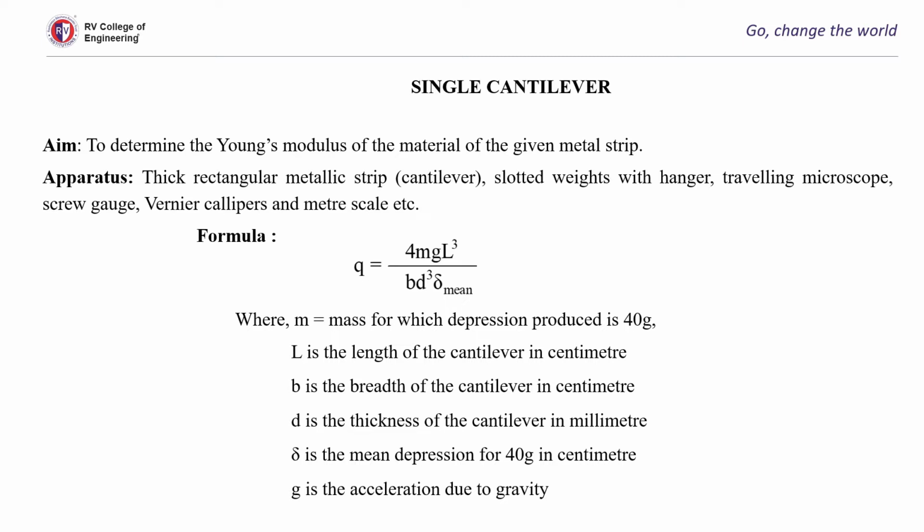The apparatus required is a thick rectangular metallic strip that is playing the role of a cantilever, slotted weights with hanger, traveling microscope, screw gauge, vernier calipers and meter scale. The formula used to calculate the Young's modulus is given by 4 m g L cubed by b d cubed into delta mean, where m is the mass for which the depression is produced, L is the length of the cantilever in centimeters, d is the thickness of the cantilever in millimeters, delta is the depression for 40 grams in centimeters, and g is the acceleration due to gravity.